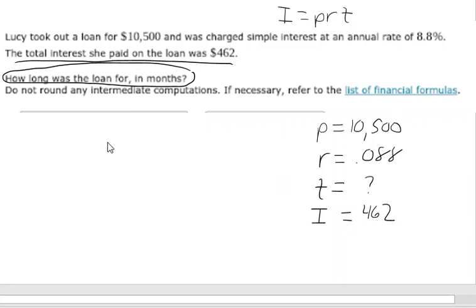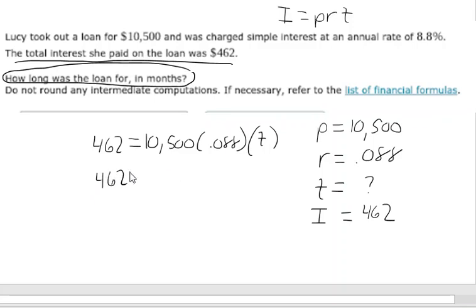Okay, let's plug all of this into the formula. So for the I, we're going to plug in 462. For the P, we're going to plug in 10,500. For the R, we're going to plug in 0.088. And for the time, that's the thing that we don't know, so we're going to leave that a variable. Okay, so to solve this one, we're going to do the 10,500 times 0.088. So plug that into your calculator, and I get 924 times T. So 462 equals 924 times T.